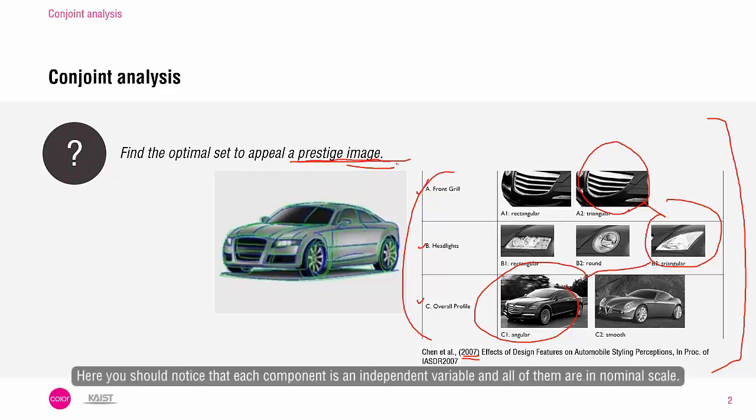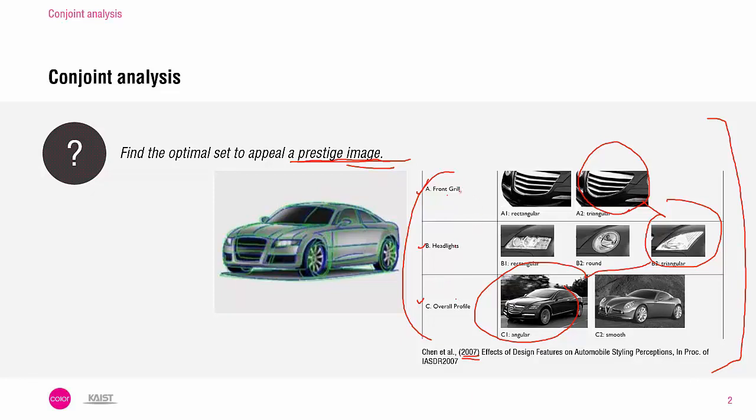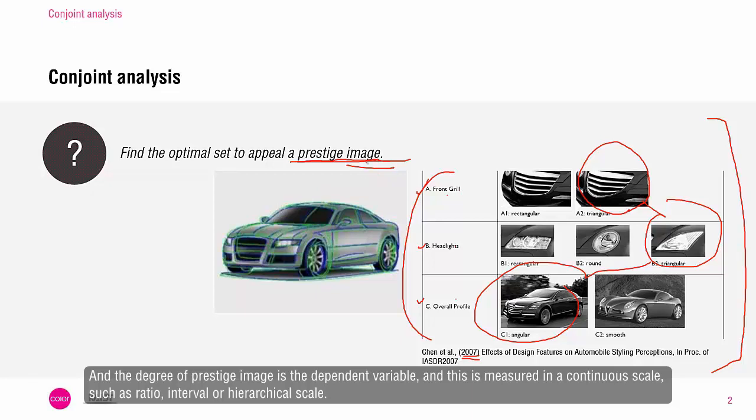So here you should notice that each component is an independent variable, and all of them are presented or planned in nominal scale. And the degree of a prestige image is the dependent variable, and this is measured in a continuous scale such as ratio, interval, or hierarchical scale.